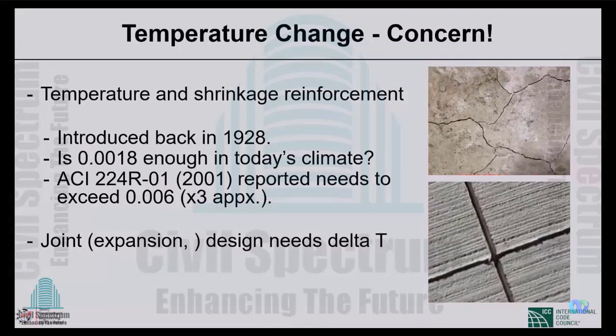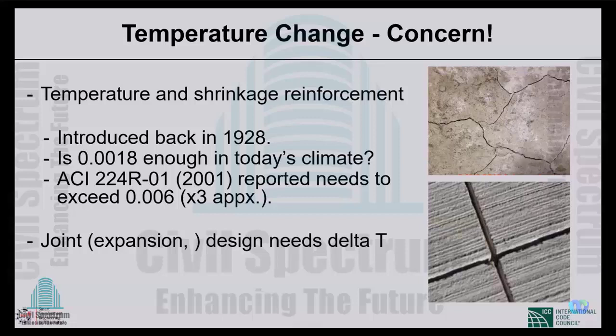Next is the temperature change. More concern. Here we are not talking about any measures, but about some concerns like temperature and shrinkage reinforcement. It was introduced back in 1928, and now we are using 0.0018. Is it enough for today's climate? As Dr. Hassan explained earlier, the temperature rise is going too fast, and it will keep rising in the future. Also SCI 2024 reported that it may need to exceed 0.006, which is approximately 3 times higher than we are doing now.